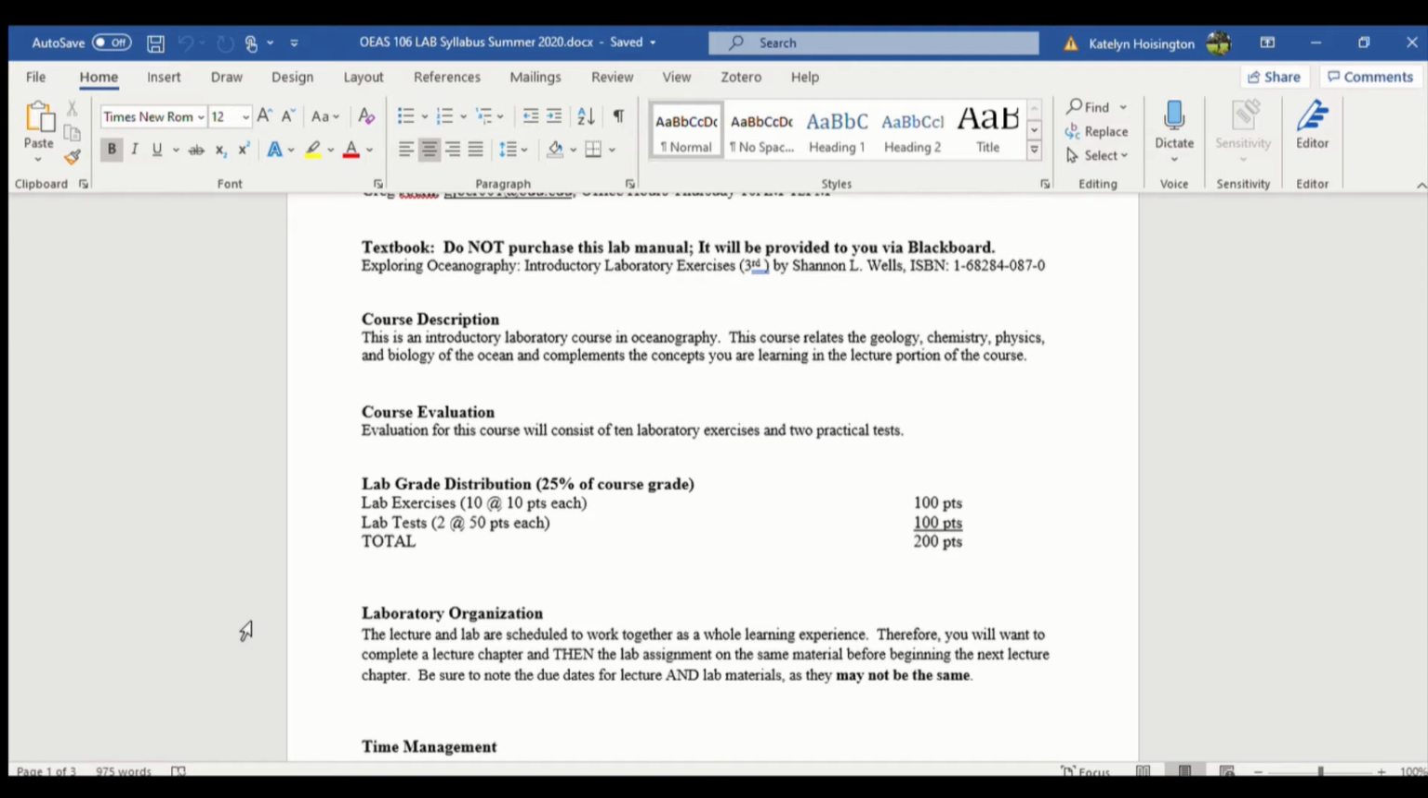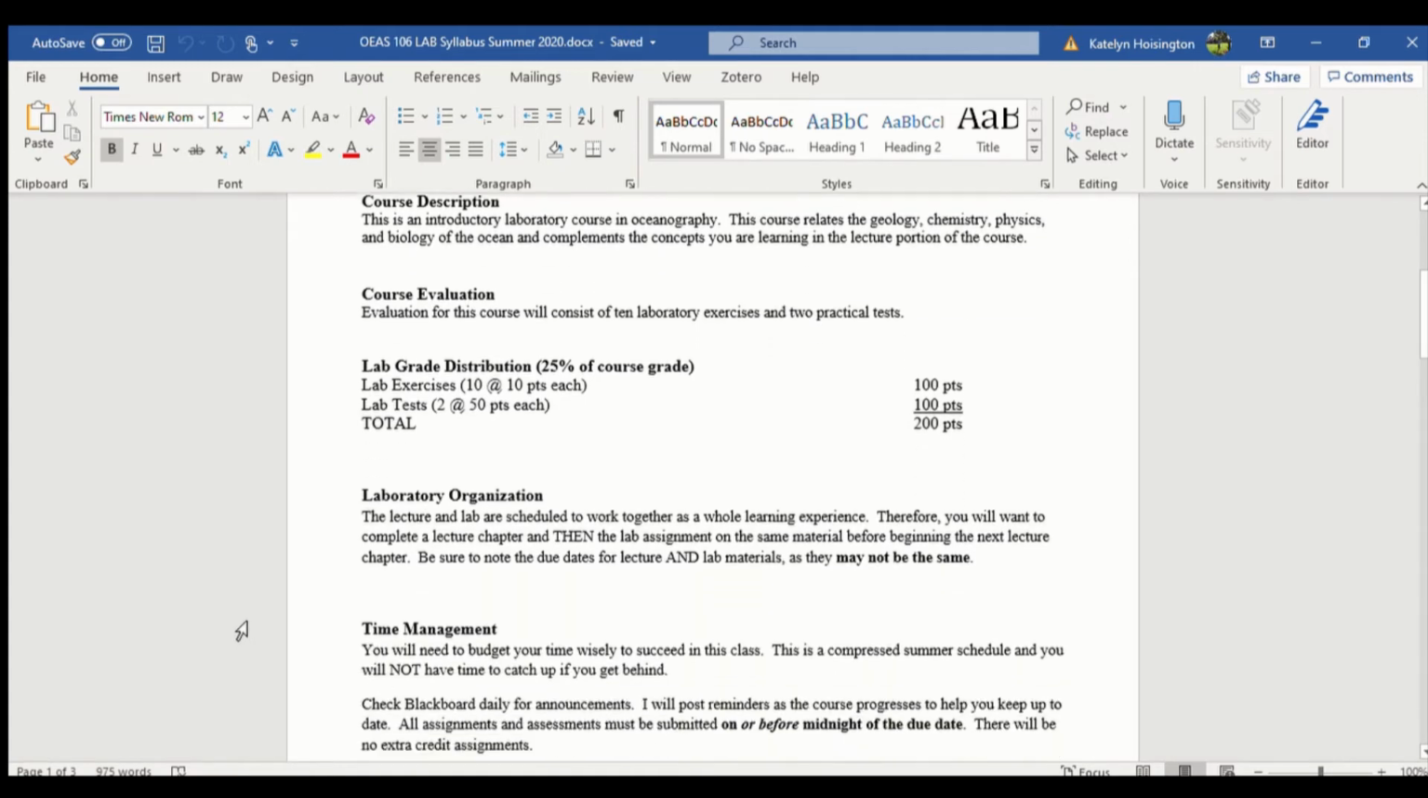The lecture and lab are scheduled to work together as a whole learning experience. It doesn't quite completely overlap, but it will be very, very close. Even so, you will want to complete the lecture chapter and then the lab assignment on the same material before beginning the next lecture chapter. It will make so much more sense if you do it that way. Be sure to note the due dates for the lecture and the lab materials, as they may not be the same. And we will go over that in just a minute.